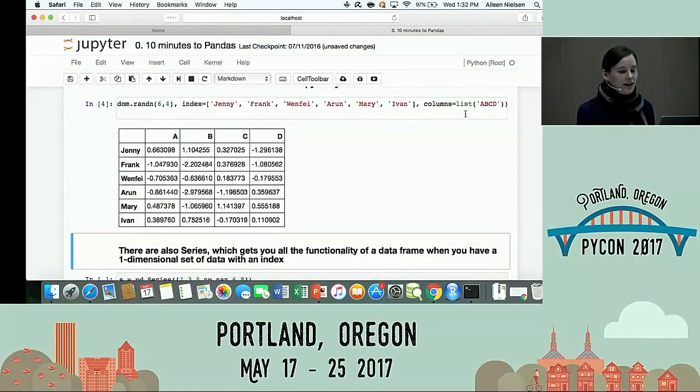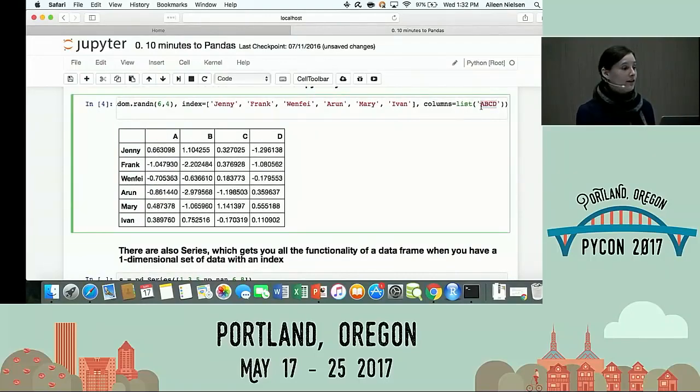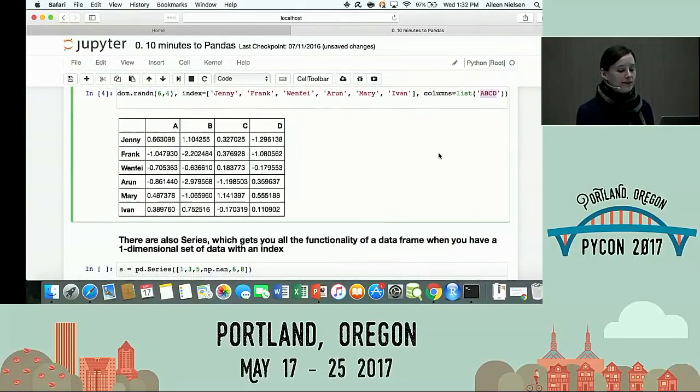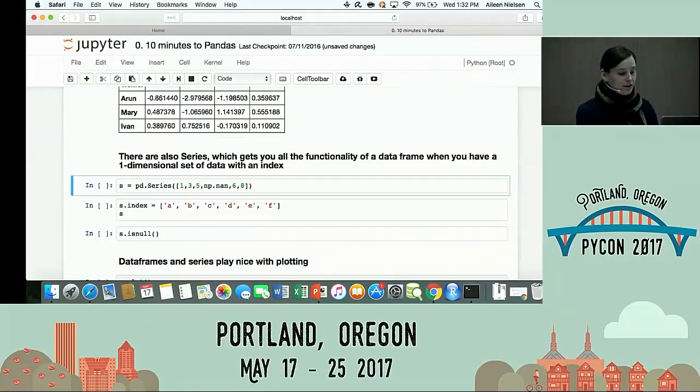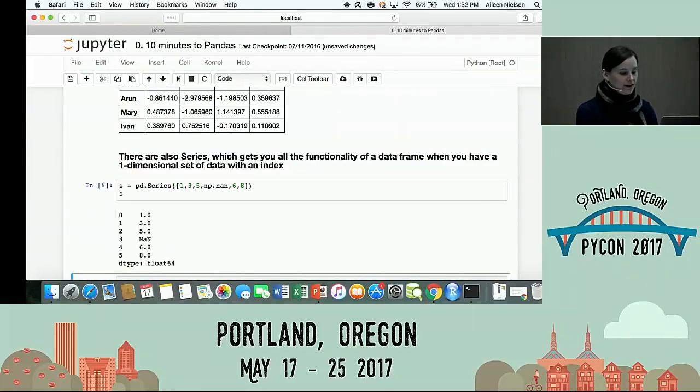In this case, I'm using names, and I can provide a list of column names in a variety of ways. You also have series, which is really just like a single column in a data frame. That's also really easy to do. Here's my series. And I can look at my series.